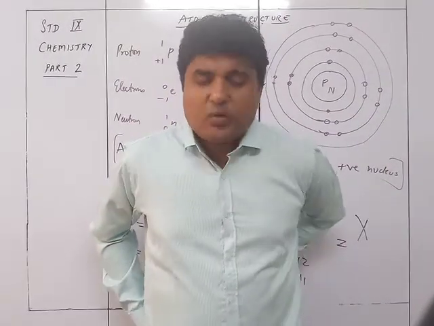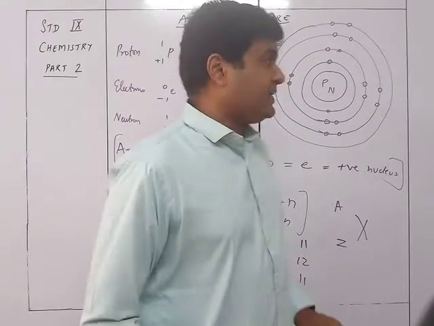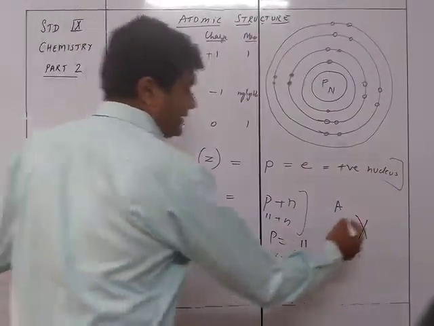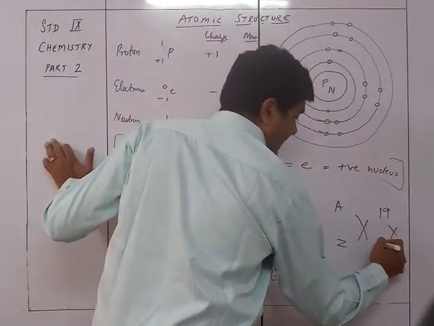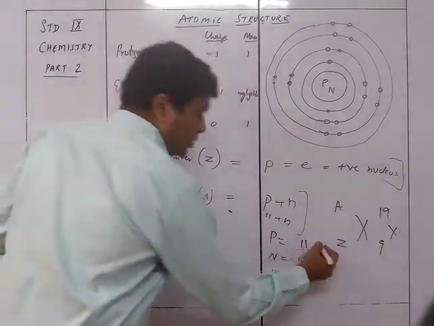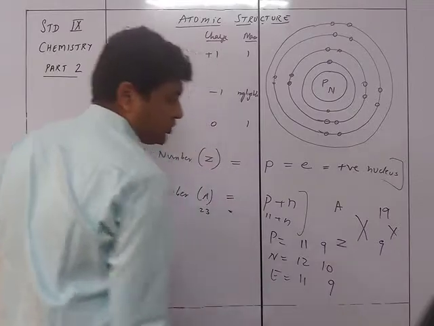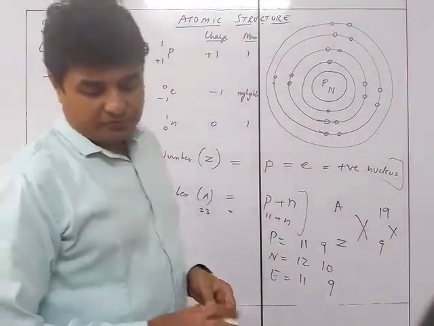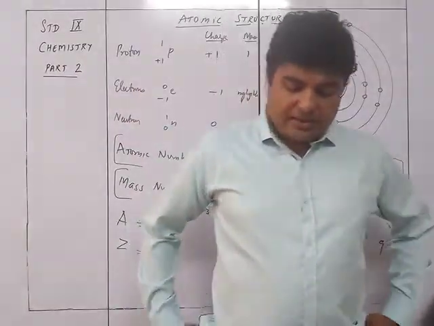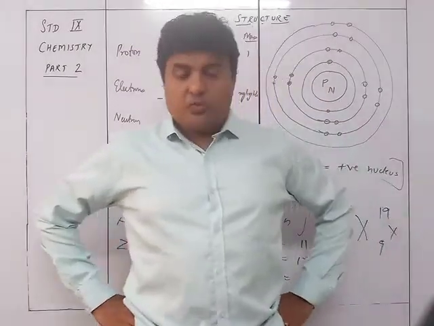So if the example over here is 19x9, then I know that the number of protons is 9, electrons are 9, and neutrons are 19 minus 9, so it's 10. So the number of neutrons is 10 and the number of electrons and protons will be 9 each.